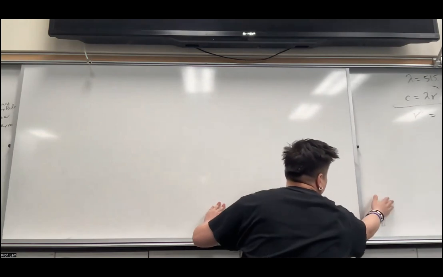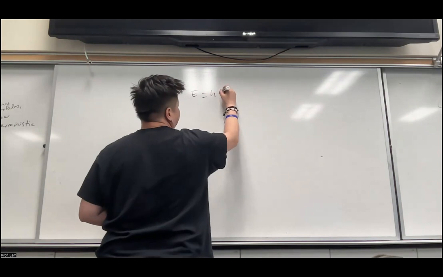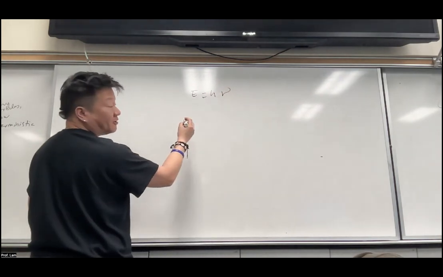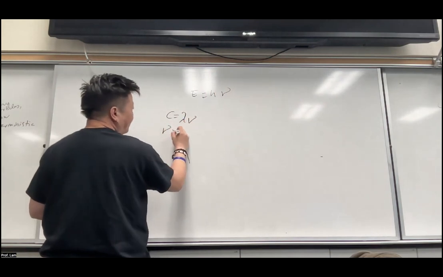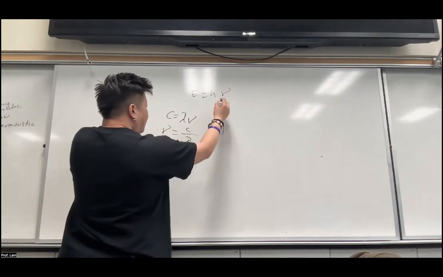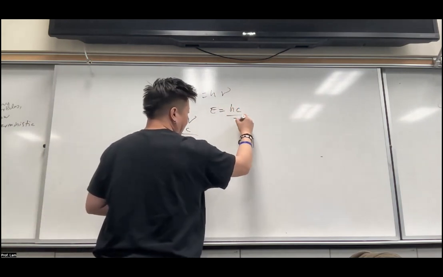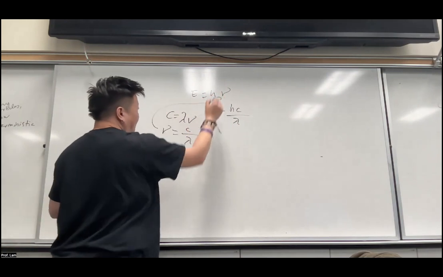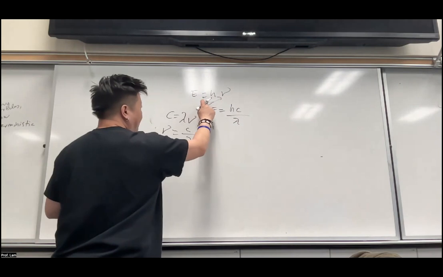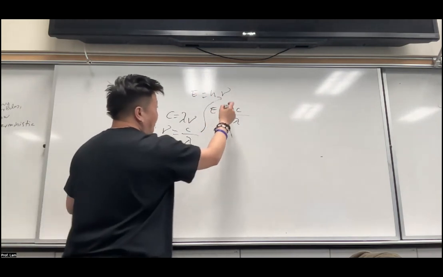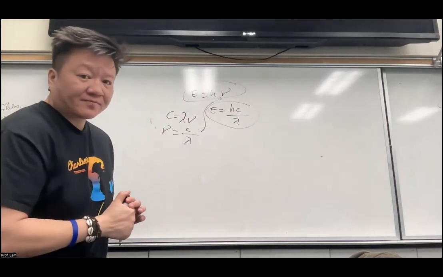We can derive, since E is equal to h nu, but we had an equation earlier, c is equal to lambda nu. And so if you solve for nu, it's c over lambda. So E is also h times c over lambda, if you plug this in for nu, because this is equal to nu. So you have two equations here that you can solve for energy.